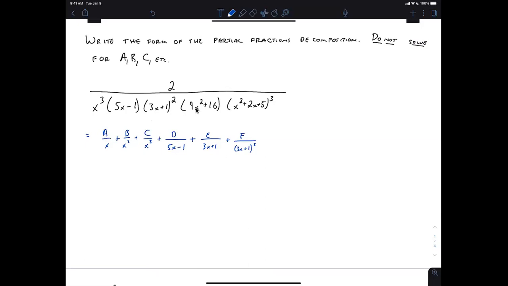Okay, and then 9x squared plus 16 is an irreducible quadratic. So we're going to put Gx plus H over 9x squared plus 16.